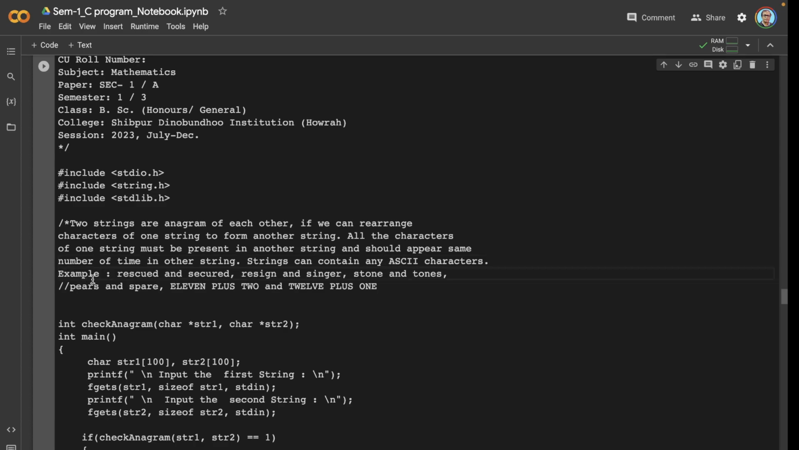Example, rescued and secured. These letters: R, E, S, C, U, E, D. So resign and singer, stone and tones, pierce and spear, 11 plus 2 and 12 plus 1 are all anagrams.